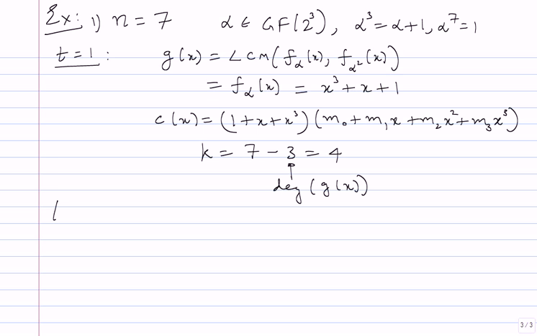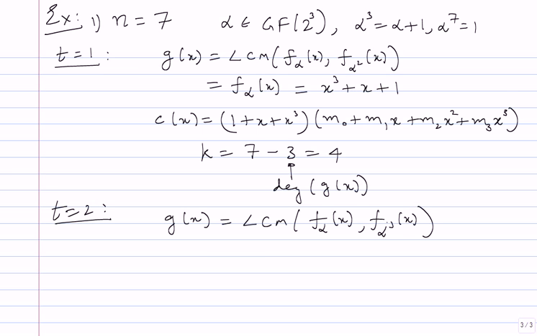Okay, so let's do t equals 2. What will be g(x)? LCM of... the only non-trivial thing is what? f_alpha and f_alpha^3. Alpha squared and alpha power 4 will have the same minimal polynomial. So if you go back and look at your notes, you'll see this will work out to... how did I know the degree of f_alpha^3(x) will be 3? How did I know that?